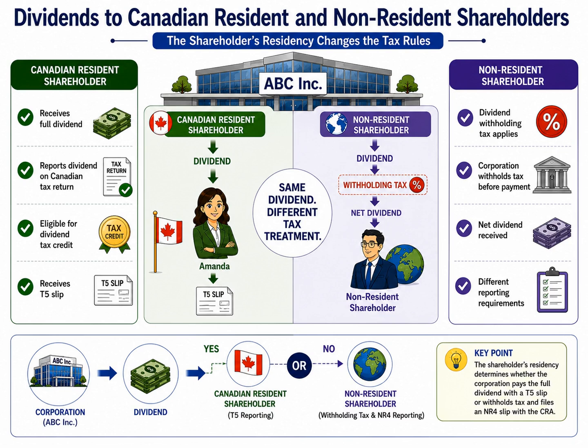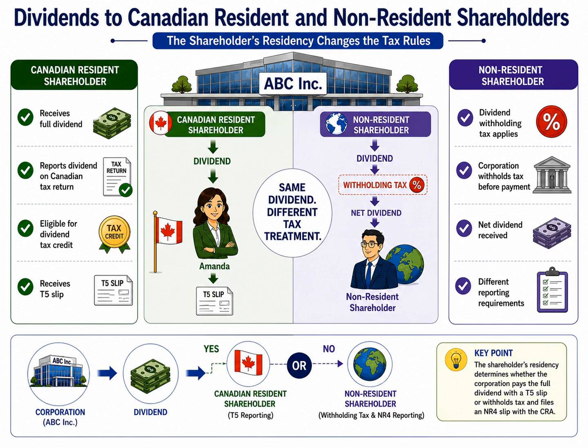Because the reporting requirements are also different, non-resident dividends are not reported on a T5 slip. Instead, the corporation uses an NR4 information slip to report the dividend and the amount of withholding tax that was deducted. In many cases, Canada's tax treaties with other countries may reduce the standard withholding tax rate, but the corporation must determine whether the shareholder qualifies for treaty benefits before applying the reduced rate.